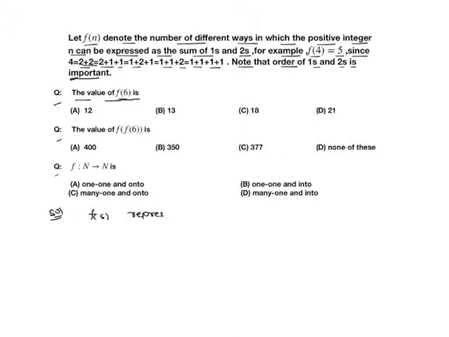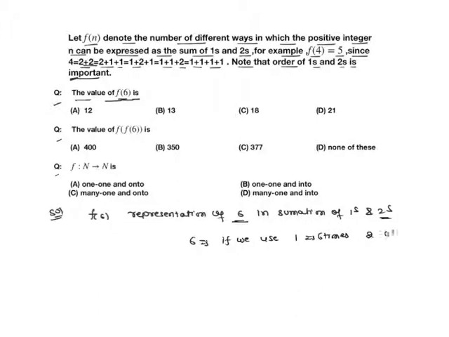Representation of 6 in summation of ones and twos. So representation of 6 we can do by, if we use 1 six times and 2 zero times. So 6 times 1 we can write as 1 1 1 1 1 1. That is 1 way.